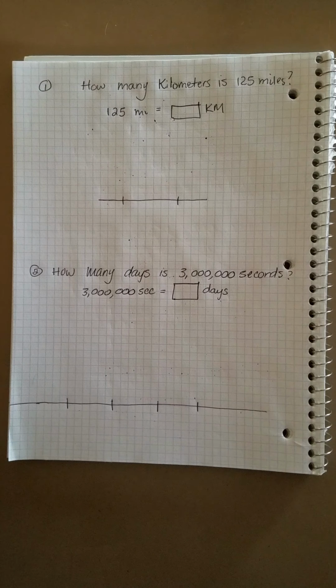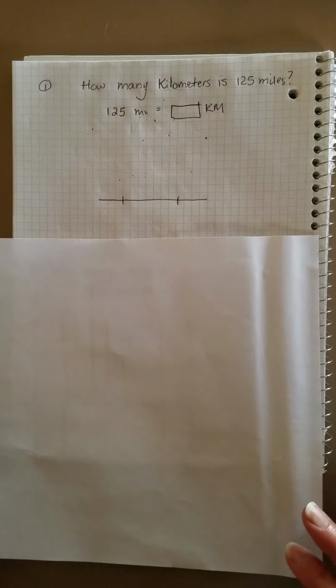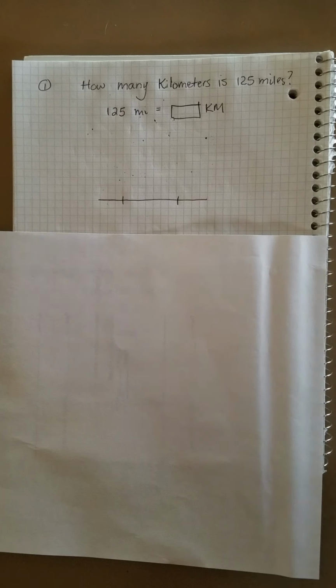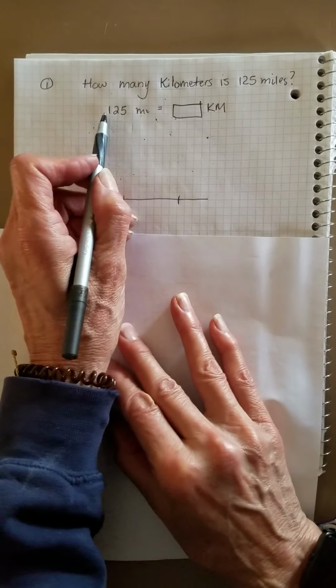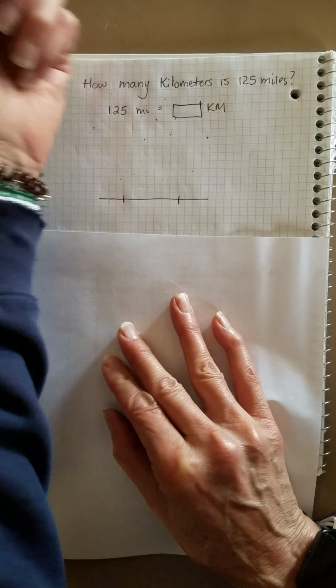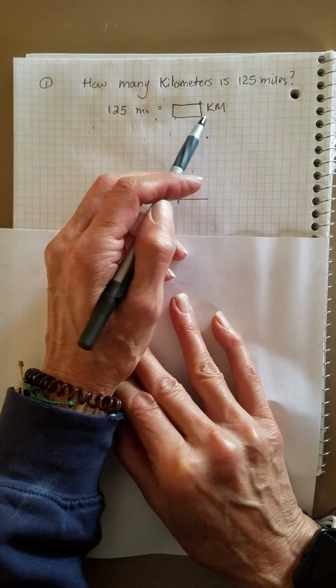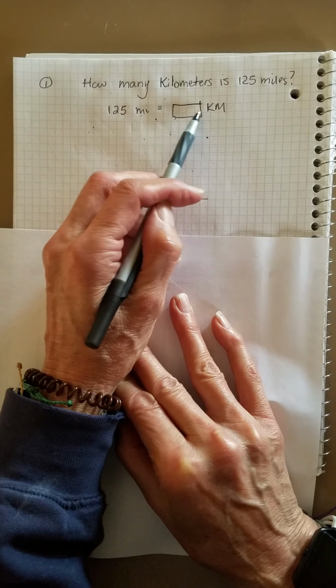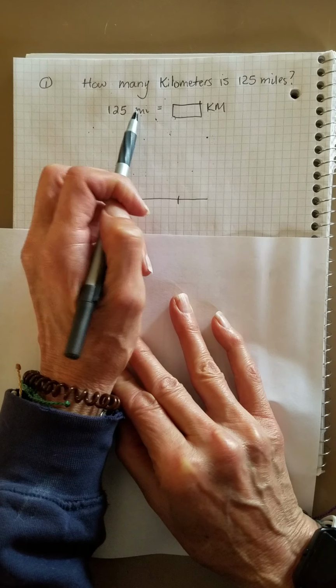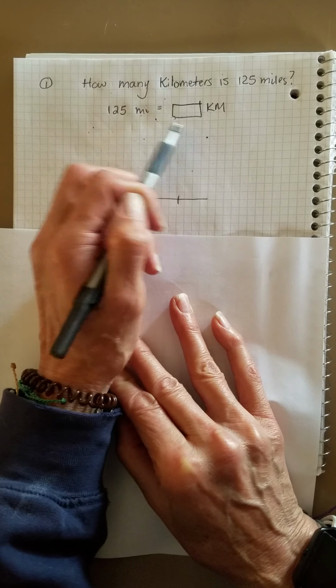So our first question is asking us how many kilometers are in 125 miles. Another way to look at it is 125 miles is equal to how many kilometers? We don't know. So step number 1 is we need a conversion factor. A kilometer is equal to how many miles, or you could look up how many miles is 1 kilometer.